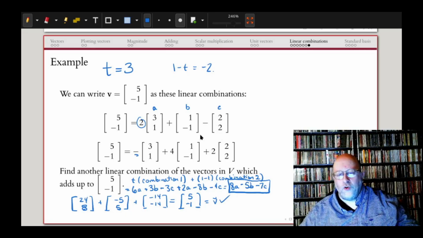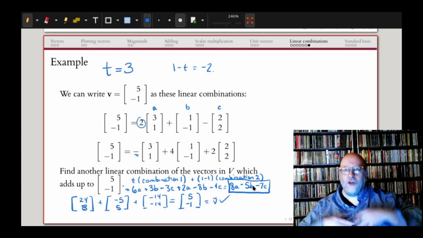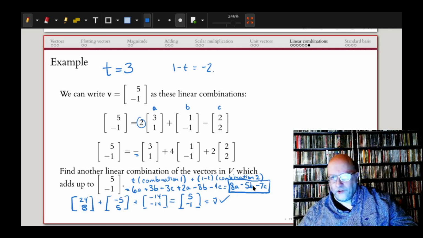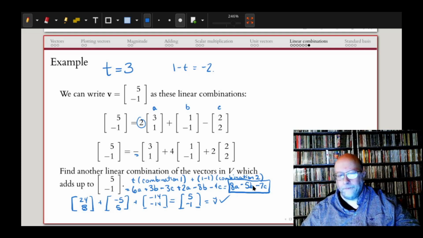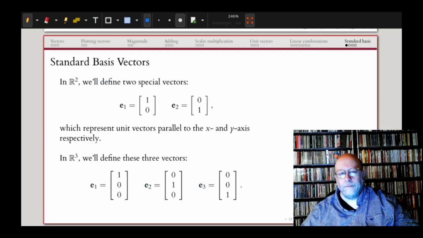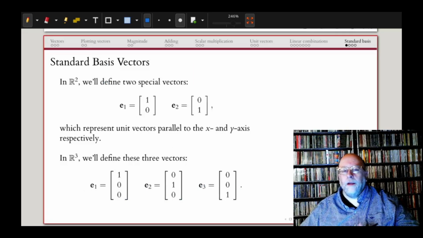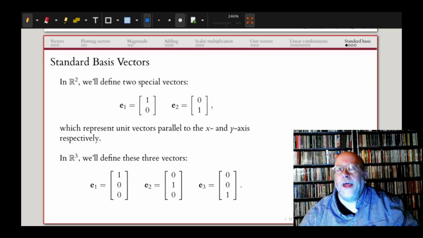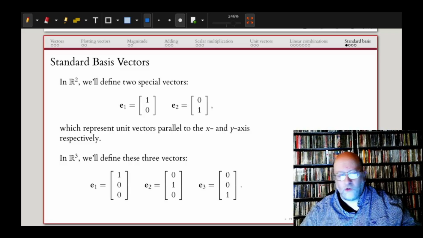Once we have two linear combinations, then we can use this t and 1 minus t trick to generate an infinite number of linear combinations. We're going to wrap up with a simple definition, and then, like I said, we'll wrap up.